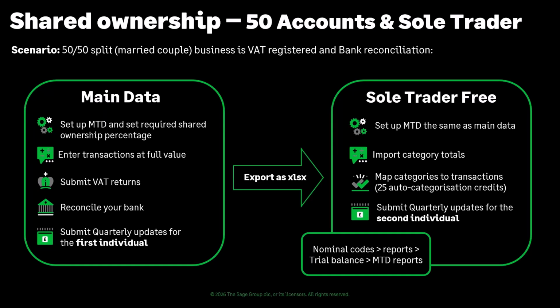So you import your category totals using those reports. In Sole Trader Free, you get 25 auto categorization credits for your import. If you have more than 25, you will need to categorize the rest manually. If you have less than 25, it will do it for you. Still check that they're correct. Alternatively, our paid version, there is no limit on auto categorization for those categories. So once you import the totals, you've checked that they're all correct, and everything shows as it should, then you can proceed to submit the quarterly updates.